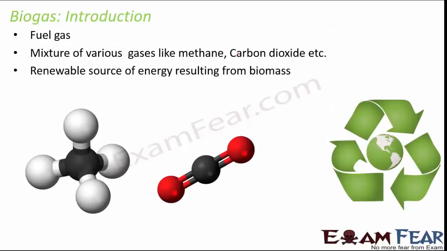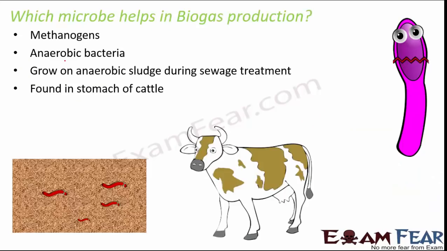Biogas. So what is biogas? It is a fuel gas which is a mixture of various gases like methane, carbon dioxide, etc. It is a renewable source of energy resulting from biomass, and that is why it is so important, because it is a renewable source. It can be used over and again. It can be recycled, unlike the non-renewable sources of energy. And how do microbes help in biogas production? The microbes which help in biogas production are called methanogens. These are anaerobic bacteria. They grow on anaerobic sludge during sewage treatment, and they are also found in the stomach of cattle.